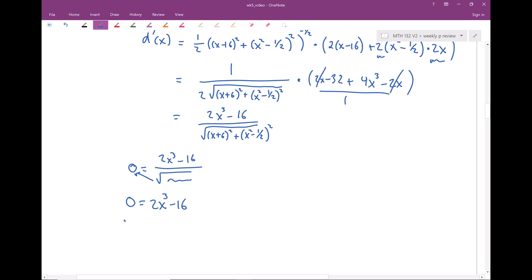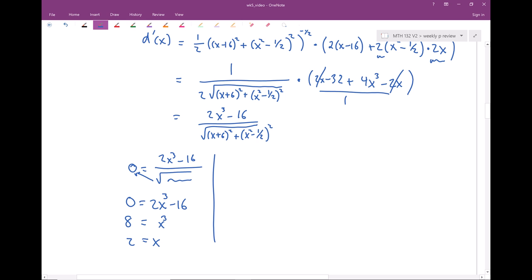Now we can go ahead and rearrange. So I'm going to get 16 is equal to 2x cubed. In fact, we could go ahead and divide by 2 at this line as well. So I'm going to get 8. And then the cube root of 8 is going to be 2. So x equals 2 is a critical point.